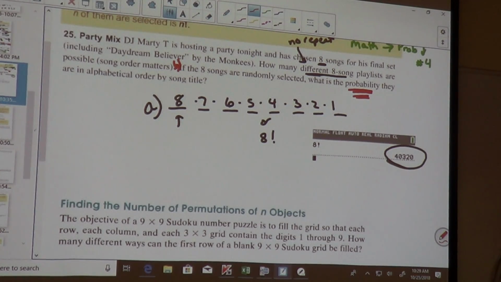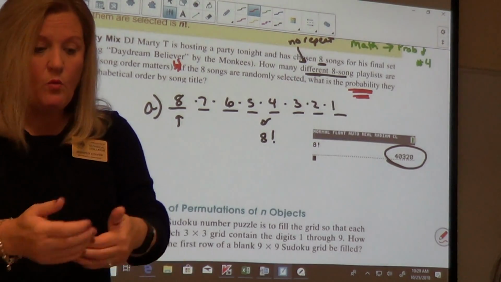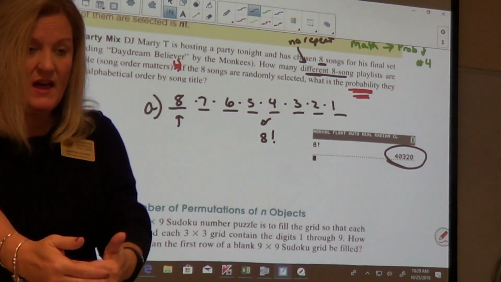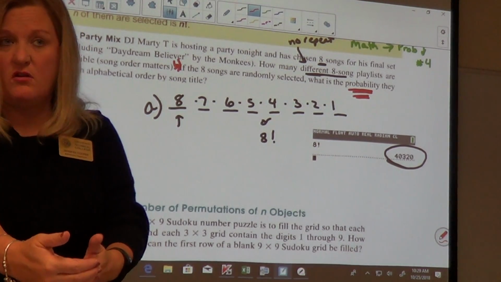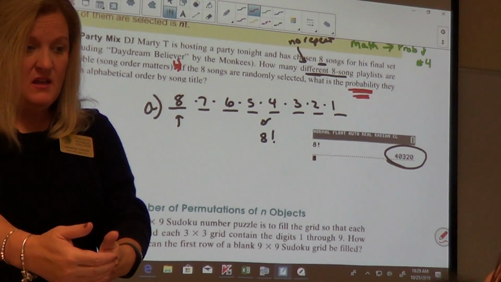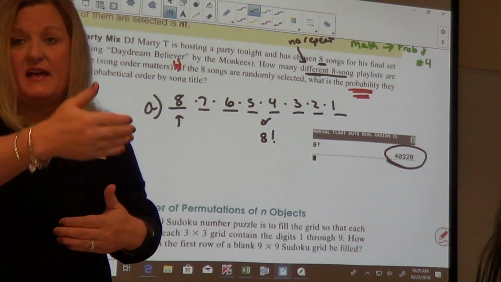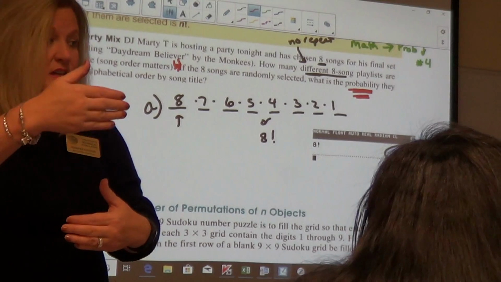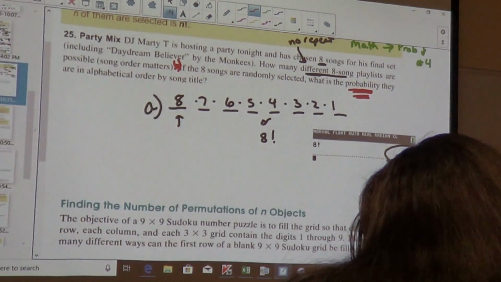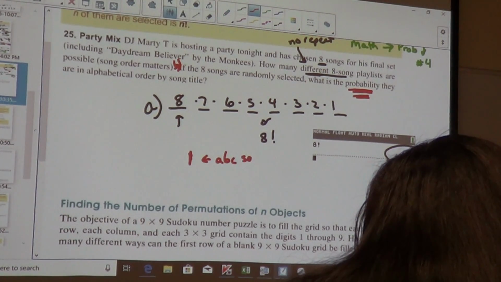Like if I have 8 albums and I want to play them in alphabetical order, there's only one way to play those songs in alphabetical order. There's not 2 types of alphabetical order. I'm going to play the A song, and then the B song, and then the H song, and then the M song, and then the T song, and then the X song. Are you with me? So there is only one way to play the songs in alphabetical order.